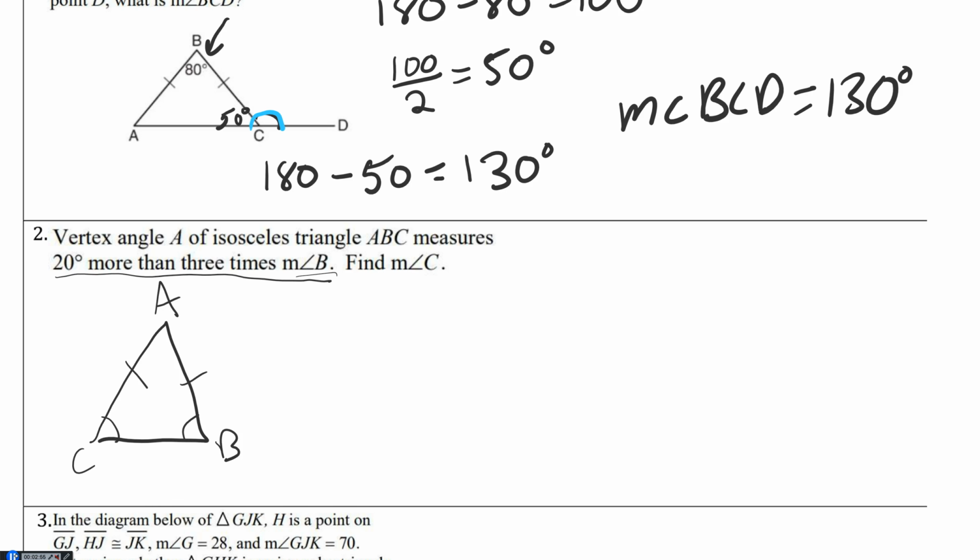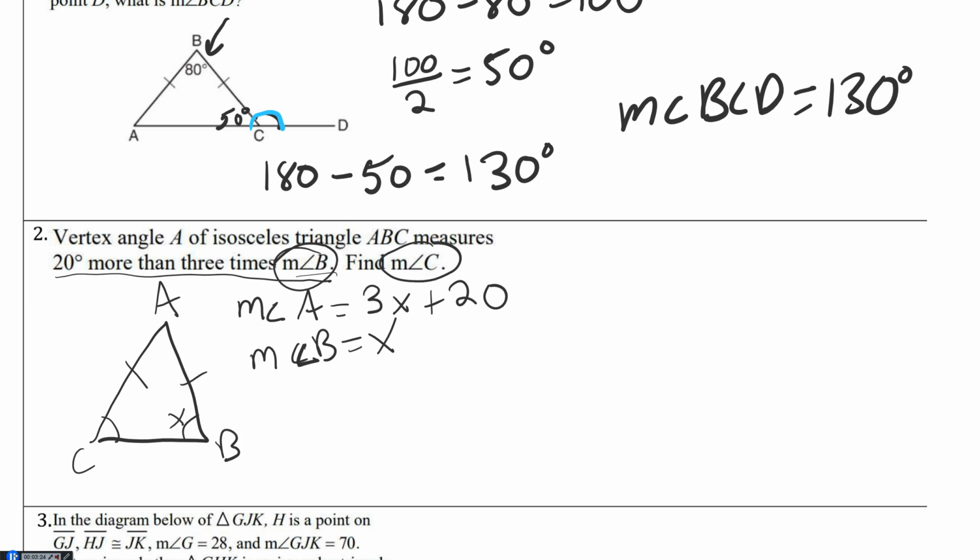So before I can write an expression to represent the measure of angle A, I first need to let the measure of angle B equal x, because they're defining the angle A with reference to angle B. So that's 20 more than 3 times, so 3 times the angle B, plus 20. So that's the measure of my vertex angle. And they want me to find the measure of angle C. But remember that the two base angles are congruent, so if the measure of angle B is labeled as x, we can also label the measure of angle C as x.